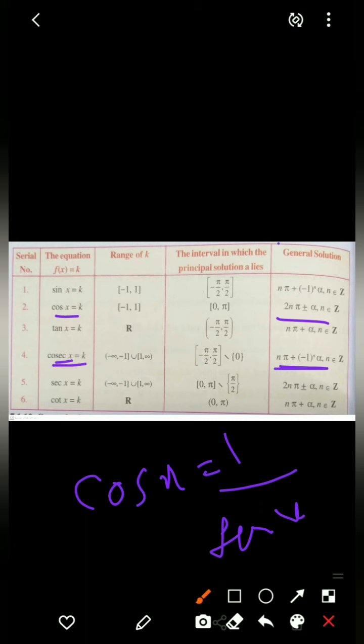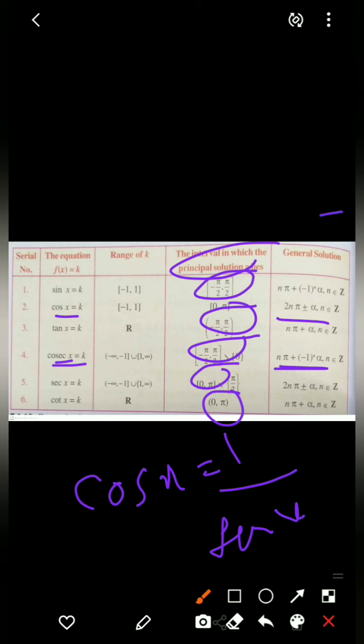So remember the principal solution values, that is, the interval in which the principal solution lies. Remember the general solution. You will be easily able to crack this chapter, trigonometric equations. So let us start solving the trigonometric equations now.